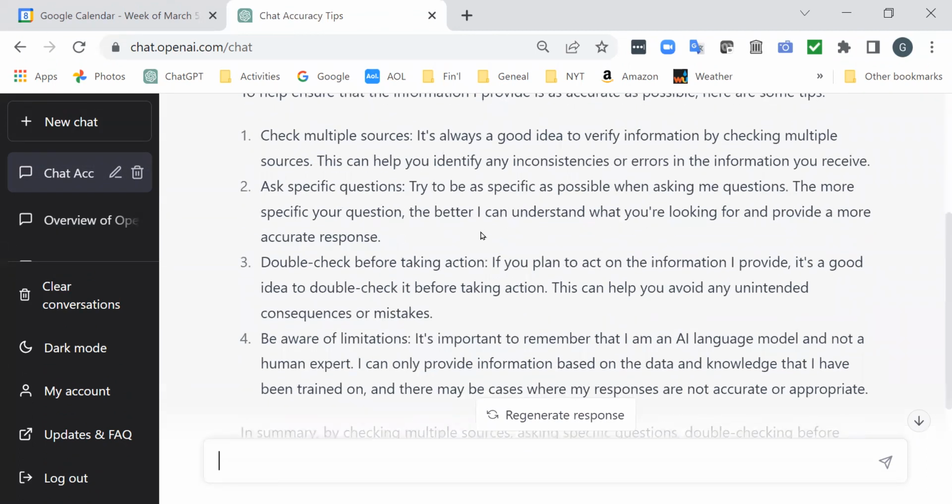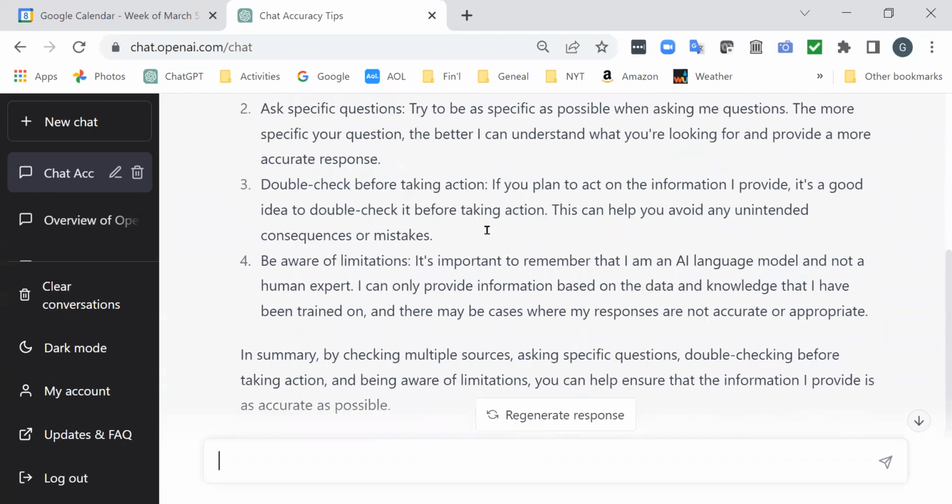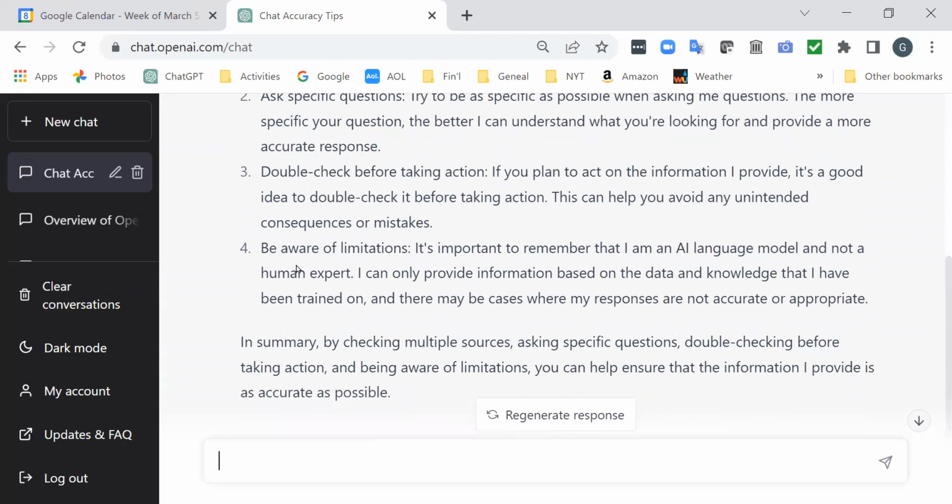And how can I know that it is free from bias of any kind? I think you need to read number 4. Okay. It is not designed to be free of bias as such. And it is suggesting you use multiple sources, ask specific questions, and double check before taking action. Okay. Clyde, you had a question.